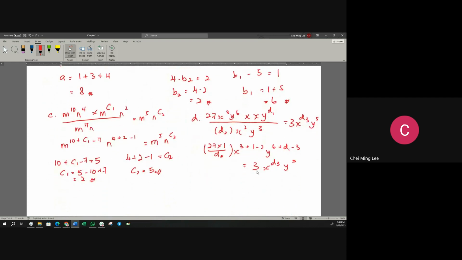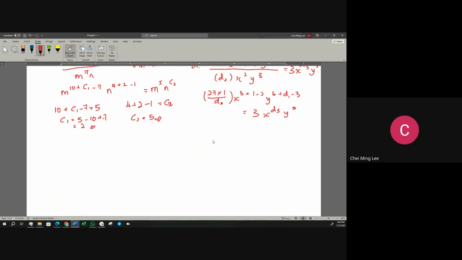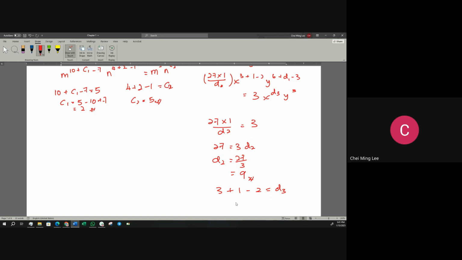Is it y3 or y5? Okay, so we can compare now. So now let's compare. 27 times 1 over d2 equals to 3, correct? So this one moves here. 27 equals to 3d2. This one moves here. Okay, d2 equals to 27 over 3, which is equals to 9. Now, the second one. Okay. 3 plus 1 minus 2 equals to d3. So d3 is 4 minus 2, which is 2.